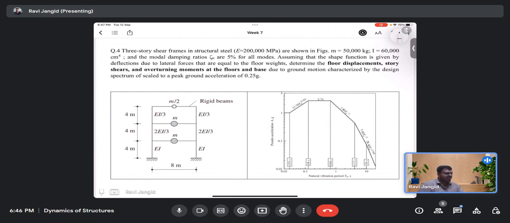So in this question, the main thing is to determine the shape function first. We have a three-story building. We have the EI for both the columns. We have the mass for all three stories. So we can find out the shape function. For the shape function, it is given as a hint.